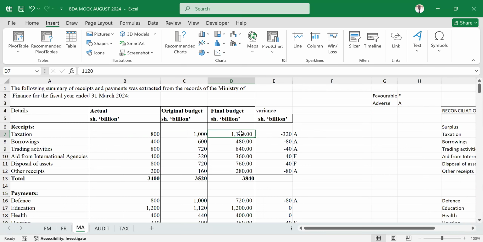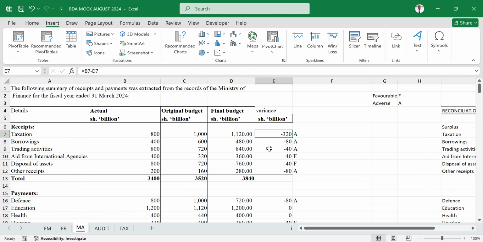But then, when the actual receipt came in, when we received the amount after the budget period, we were only able to receive 800 billion. We only received 800. So what does that mean? If we expected to receive a total of 1,120 after adjusting our original, and we only received 800, that means we lost an opportunity to receive 320. We did not receive 320. That's why we call it adverse. It is a loss. That's why it is negative.